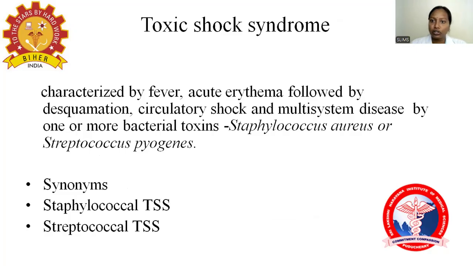So next coming into toxic shock syndrome. Here this toxic shock syndrome, as the name suggests, you will have the features of shock. So more of the systemic complaints than the skin complaints. So here the patient will have fever, erythema, desquamation, that is peeling of the skin, circulatory shock, that is very important. That is, multisystemic involvement will be there because of toxin produced by Staphylococcus aureus or Streptococcus pyogenes.